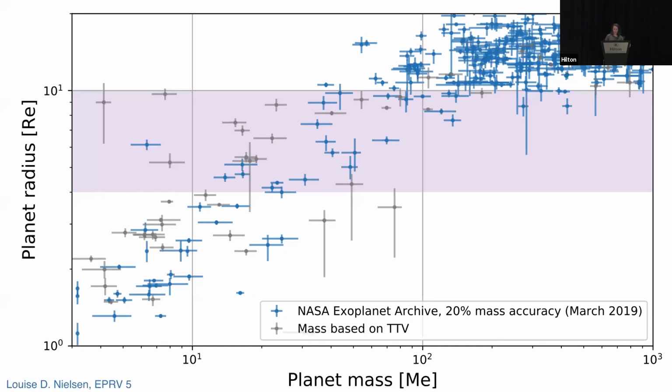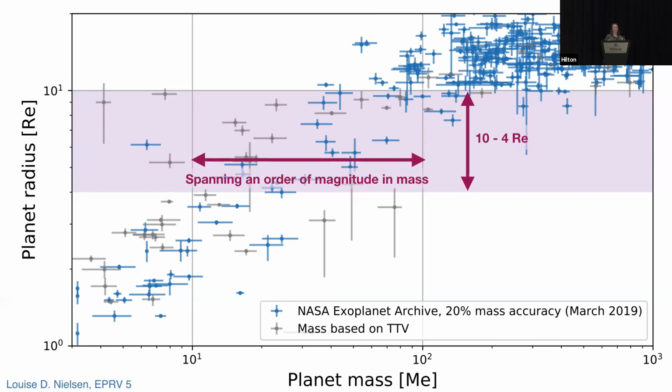So just to remind everyone, when we are looking at these transitional types of planets in mass and radius, we are looking at something between 4 and 10 Earth radii. So they're quite large, but they're really spanning an order of magnitude in terms of mass. And we don't always really know what kind of mass we're going to expect when we start observations.